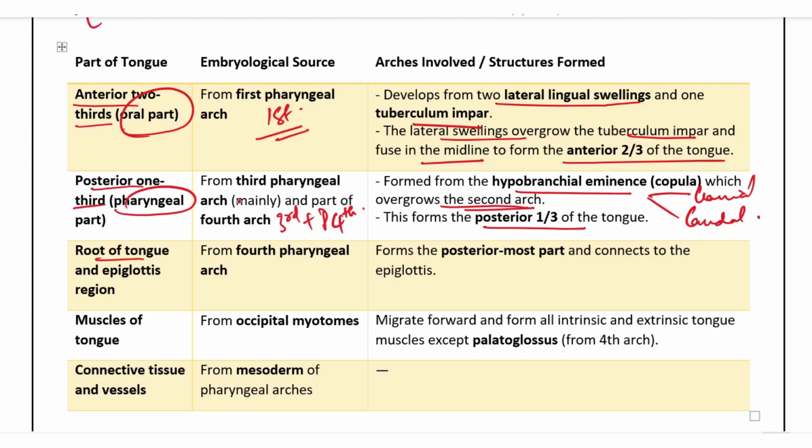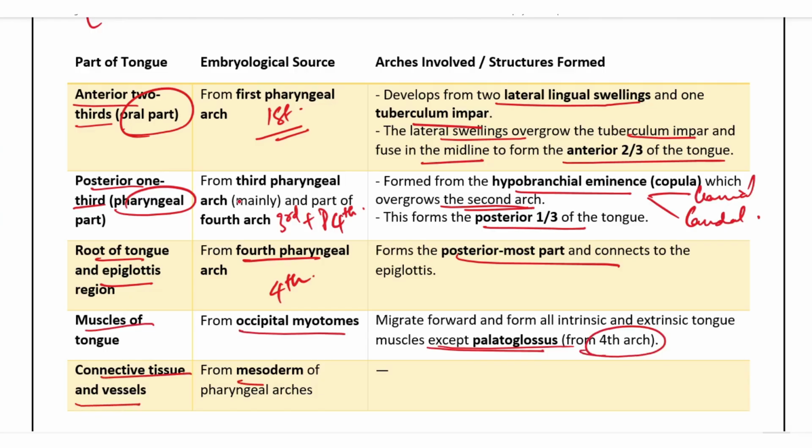Okay, then we have the root of the tongue and the epiglottis region. Again, it's formed from the 4th pharyngeal arch. It's the posterior most part of the tongue. The muscles of the tongue will develop from the occipital myotomes, except the palatoglossus muscle, which develops from the 4th pharyngeal arch. Then we have the connective tissues and the vessels. They develop from the mesoderm of the pharyngeal arches.